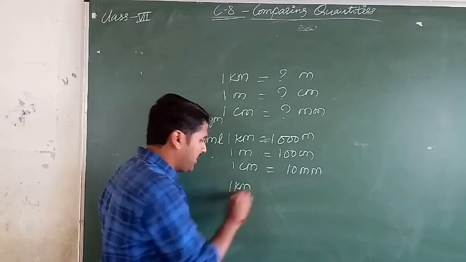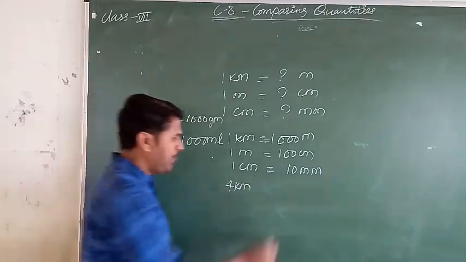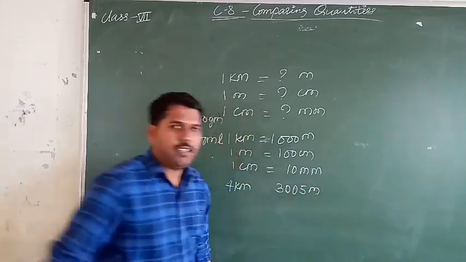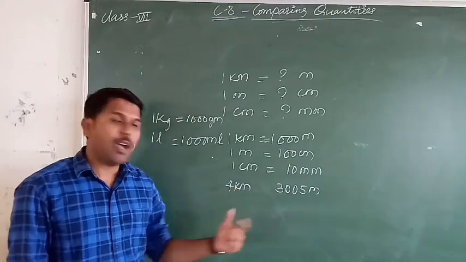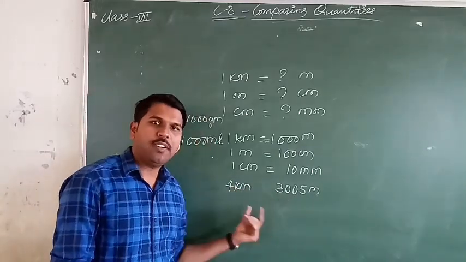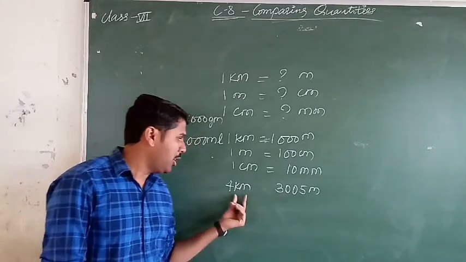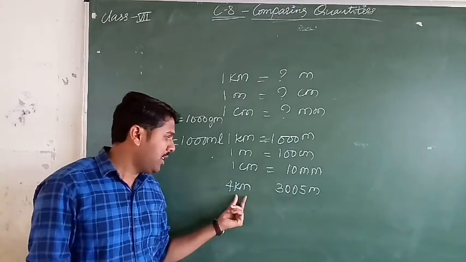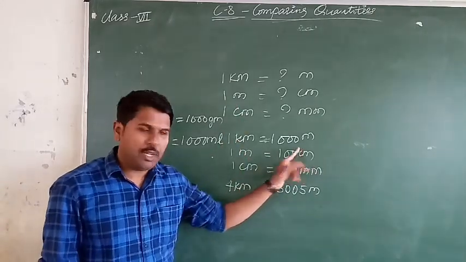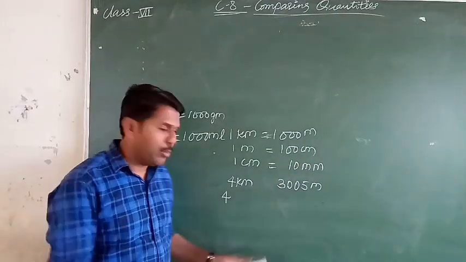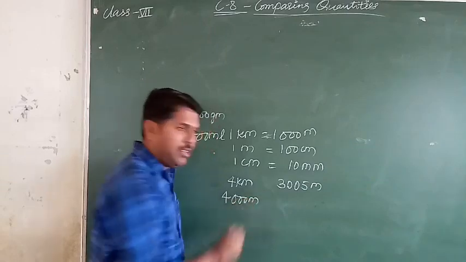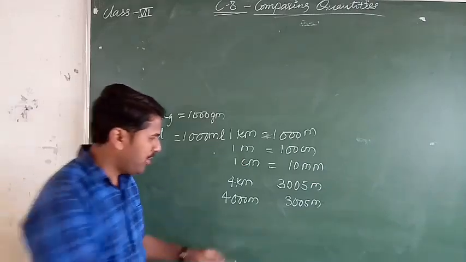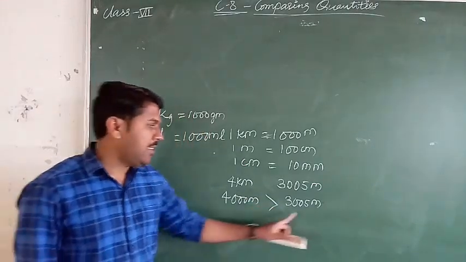So here we take 4 kilometer, and 3005 meter is there. So how can you compare this one? When you want to compare any quantity, first convert the units to the same. Here kilometer is there, here meter is there. Either convert to kilometer or convert to meter. You know that 1 kilometer equals to 1000 meter. So 4 kilometer equals to 4000 meter, and this one is 3005 meter. Which one is greater? Obviously 4000 meter is greater than 3005.